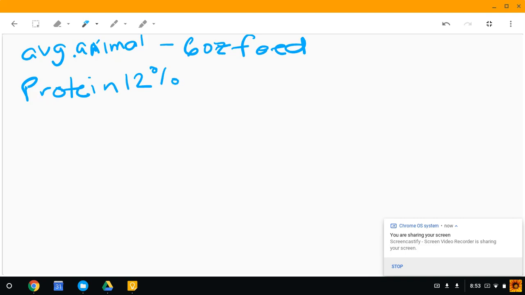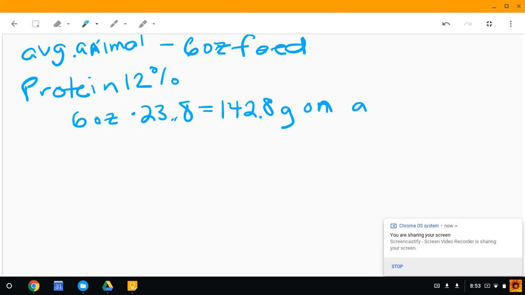So we're doing the average, so 6 ounces. I'm going to convert that for grams. There are 23.8 grams in 1 ounce. So that would give me a total of 142.8 grams on average that a chicken eats a day, or whatever your animal is, per day.